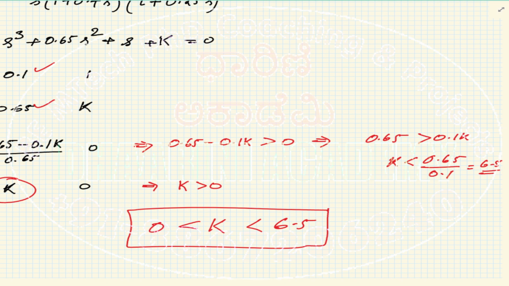One of the rows is going to give you the lowest value of K, and the other row will give you the highest value.